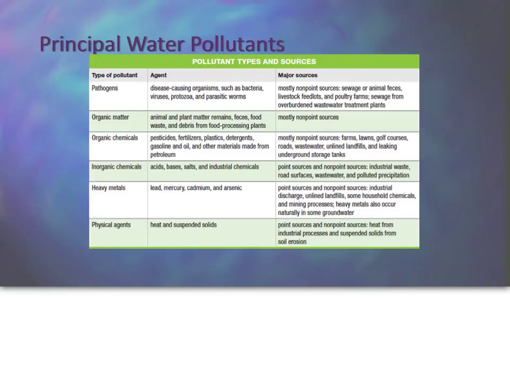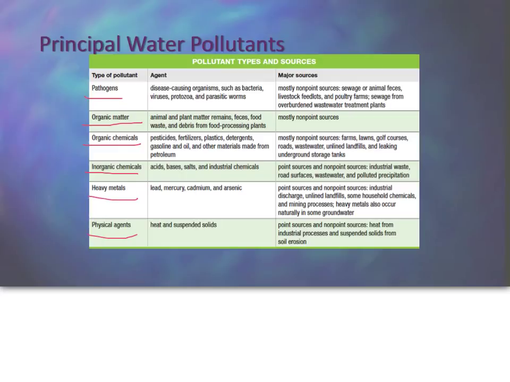Water pollutants themselves are classified into 6 different types. You got the pathogens, which are the things that cause disease. Organic matter is animal and plant waste and food products and stuff like that. Organic chemicals are the pesticides and herbicides and detergents and plastics, gas and oil that we use. Inorganic chemicals pretty much involve any kinds of salts and industrial chemicals that don't fit into the organic ones. Heavy metals are lead, mercury, cadmium, and arsenic, which are really bad. And finally, physical agents, which are really big suspended solids and also heat.